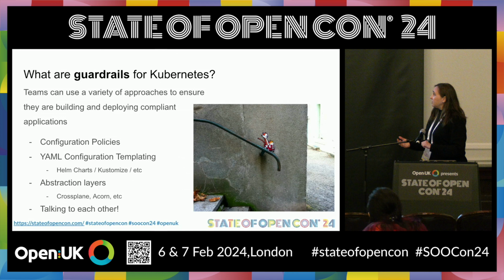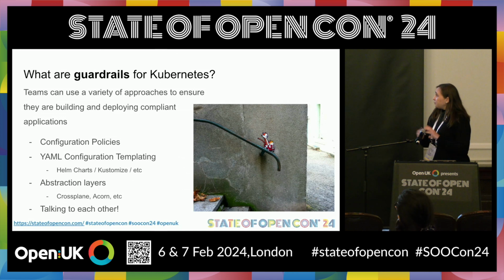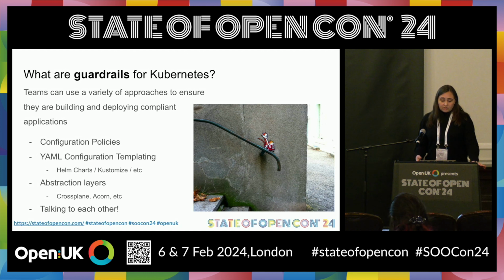But it's not just policies that we need, right? There are also guardrails. Teams can use a variety of approaches to ensure that they're deploying compliant things. So approaches include implementation of not just YAML policies, but you can also use tools like your Helm charts, your customized overlays to ensure that you're effectively managing your configurations.